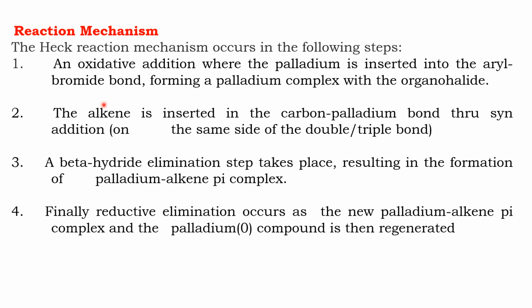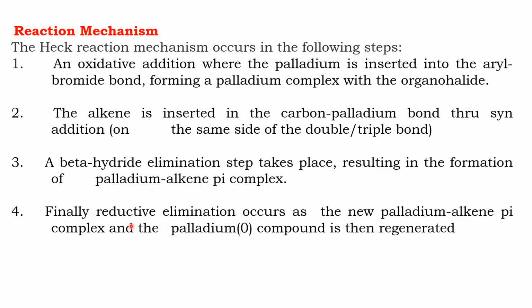Then the bond gets stabilized and beta hydride elimination occurs in the third step. That means the hydride present in the beta position gets eliminated. This again results in the formation of a pi complex. That complex is converted to a sigma complex. Then beta hydride elimination occurs, and again a palladium alkene pi complex will be formed.